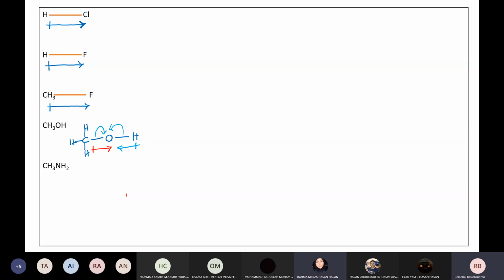Okay, another one, CH3NH2. Again, come on, tell me. Which is more electronegative, C or N? It goes this way, it comes this way, right? Correct? From here it goes.